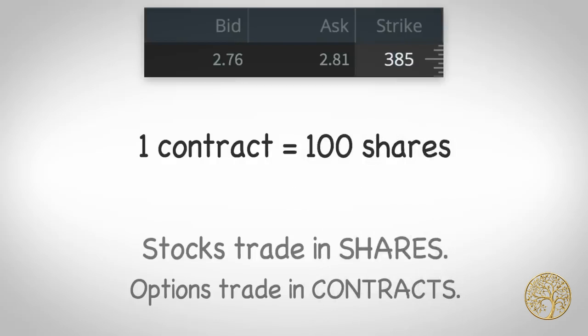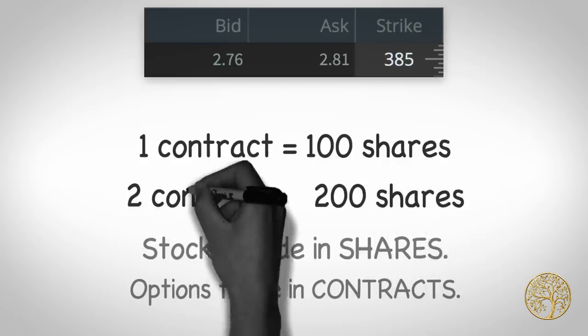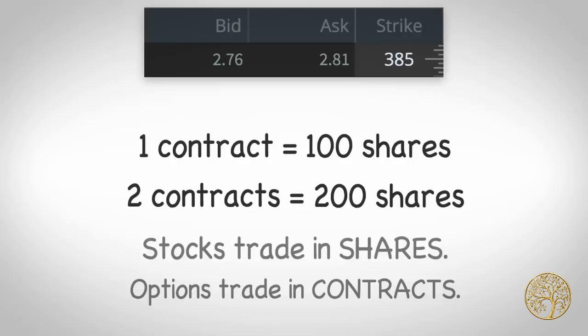Let me explain. Remember, a call option gives us the right to buy stock at its strike price at a later date. Okay, so if we wanted the right to buy 100 shares of stock at a later date, then we would have to purchase one option contract. But if we wanted the right to buy 200 shares of stock at a later date, then we would have to purchase two contracts. So that's what we mean when we say one contract controls 100 shares of stock.